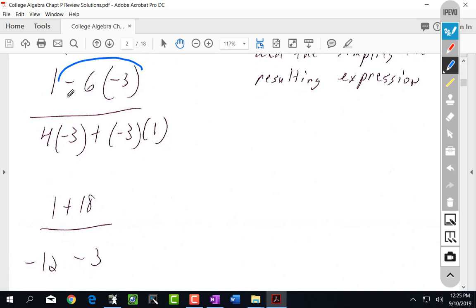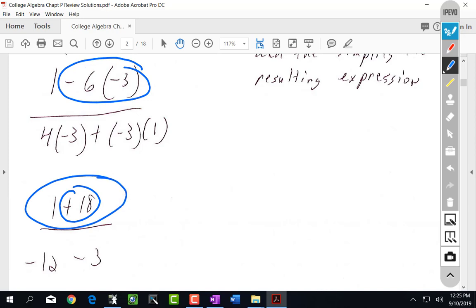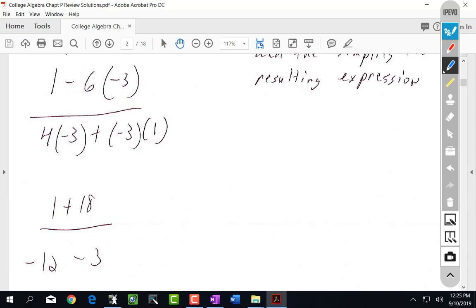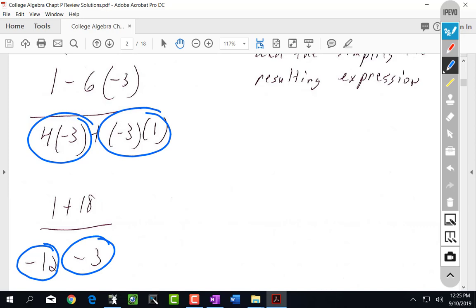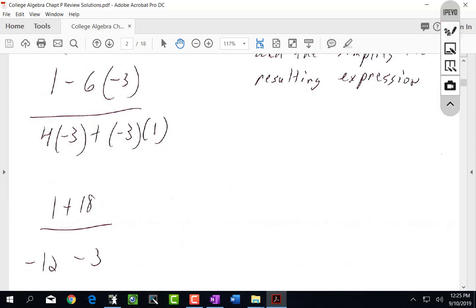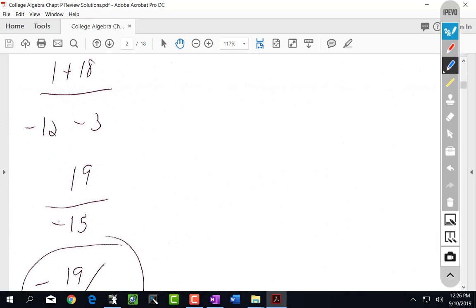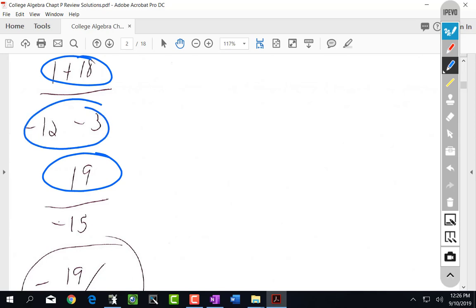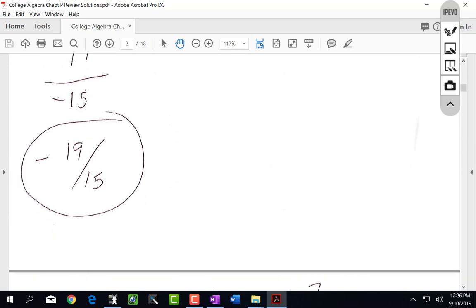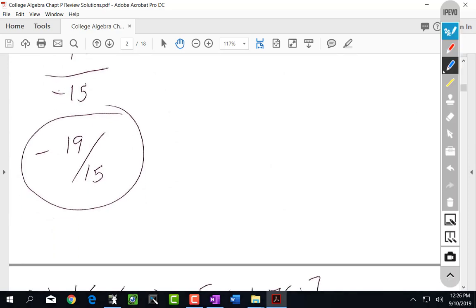Here we've got -6 times -3, so that's going to be +18. So now I'm left with 1 plus 18. And then in my denominator, I've got 4 times -3, which gives me -12. -3 times 1 is going to be -3. So I'm just combining my numbers together. 1 plus 18 is going to give me 19. And -12 minus 3 is going to give me -15. So that leaves me with the answer of -19/15.